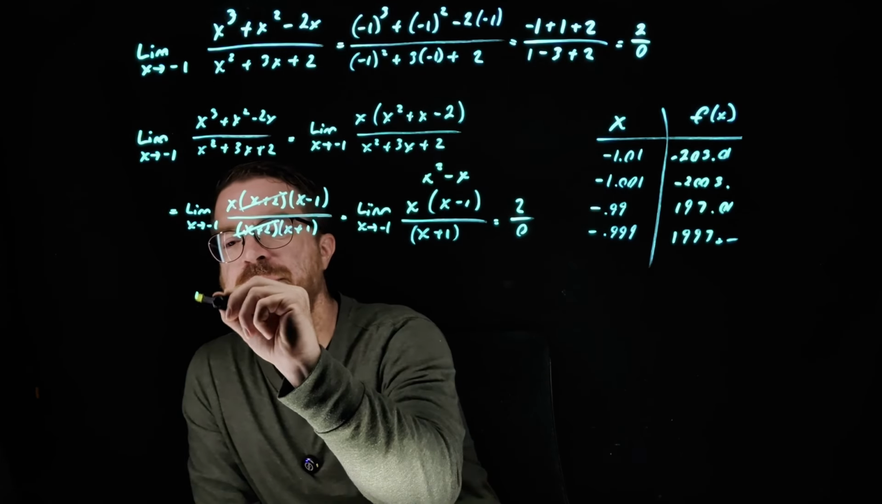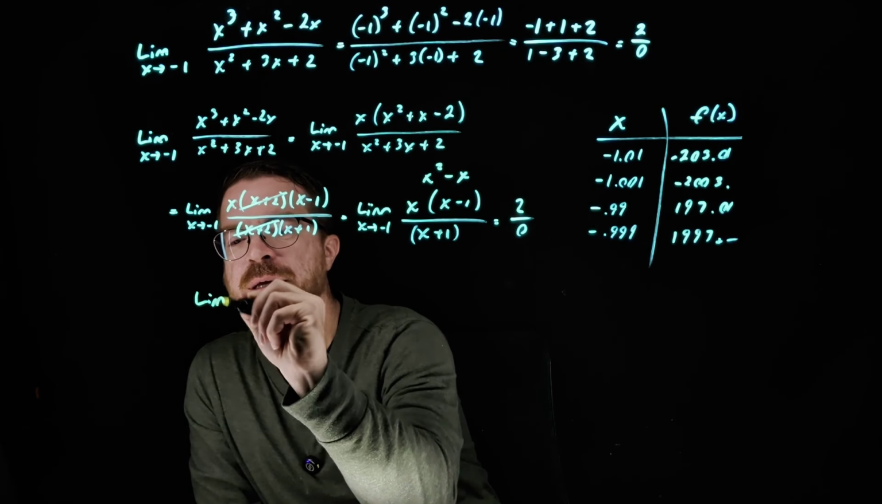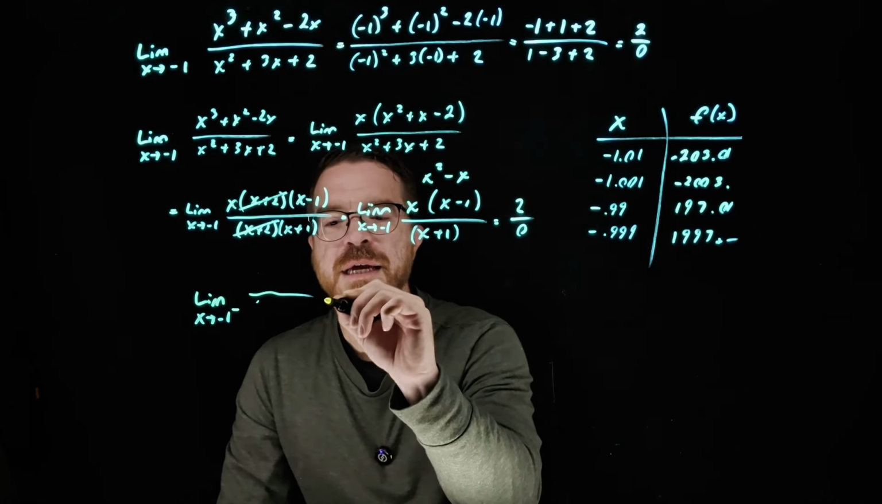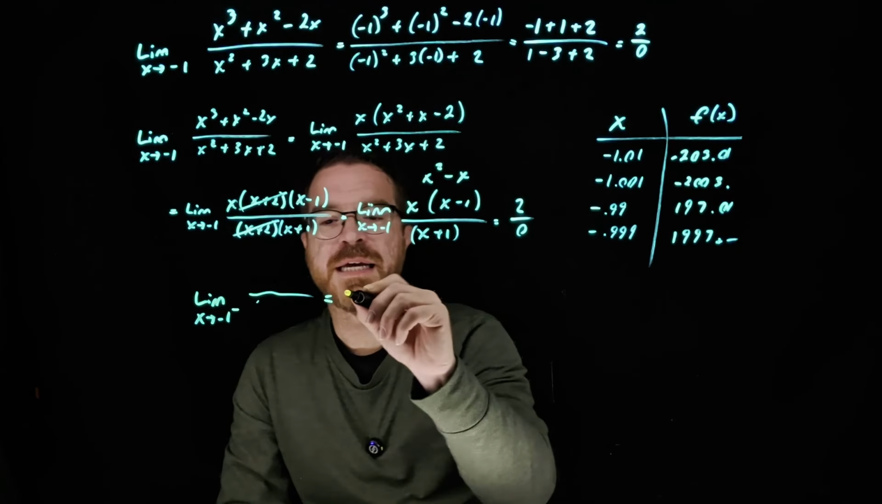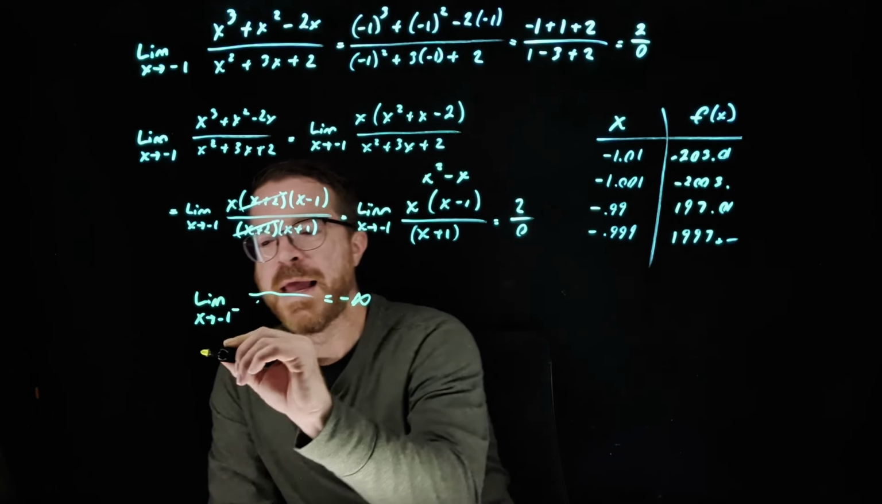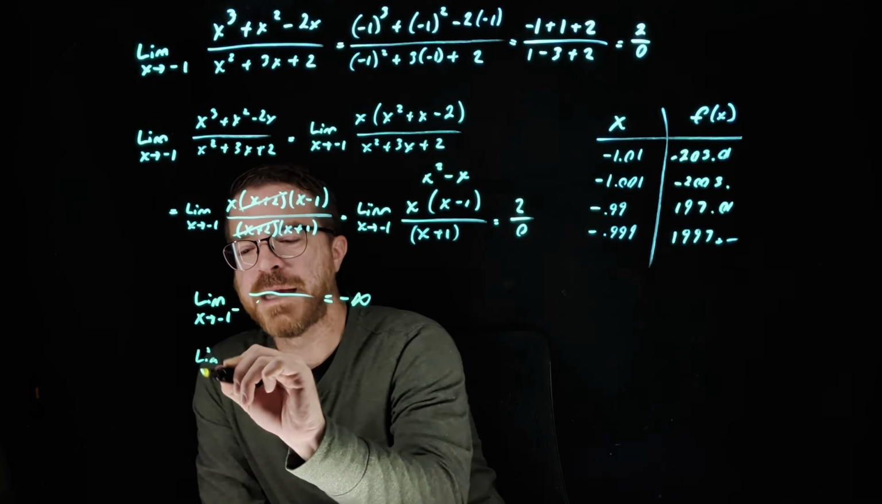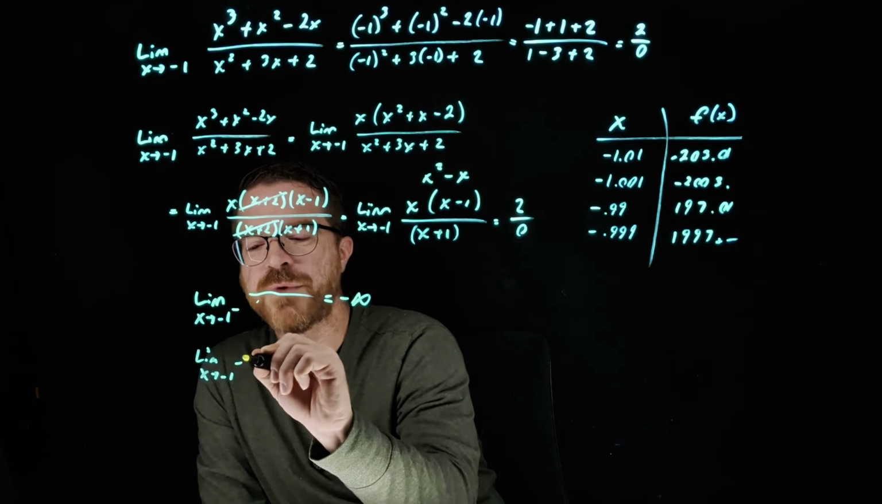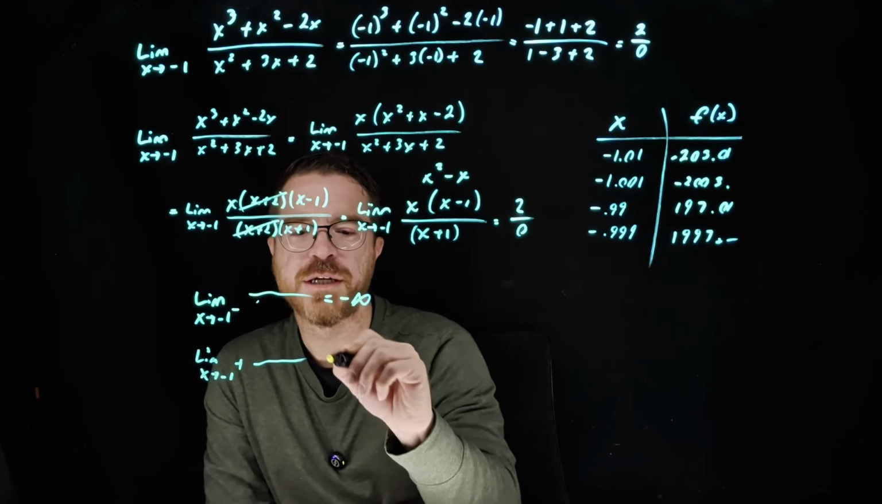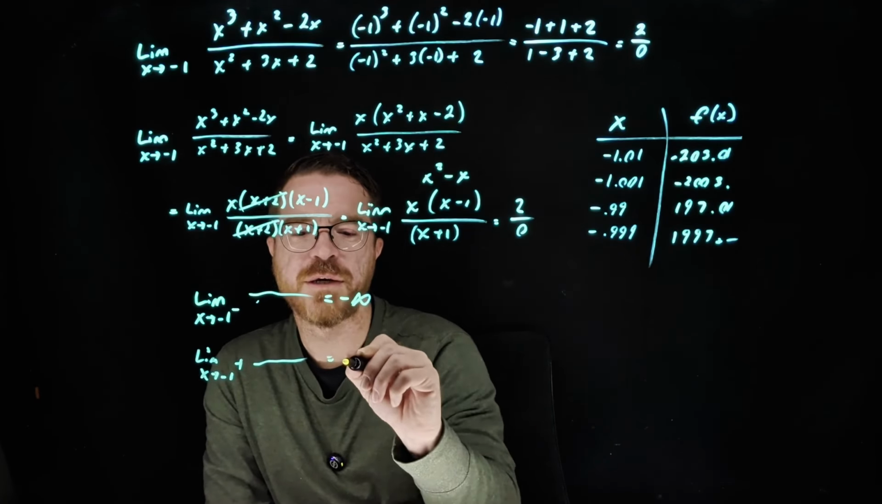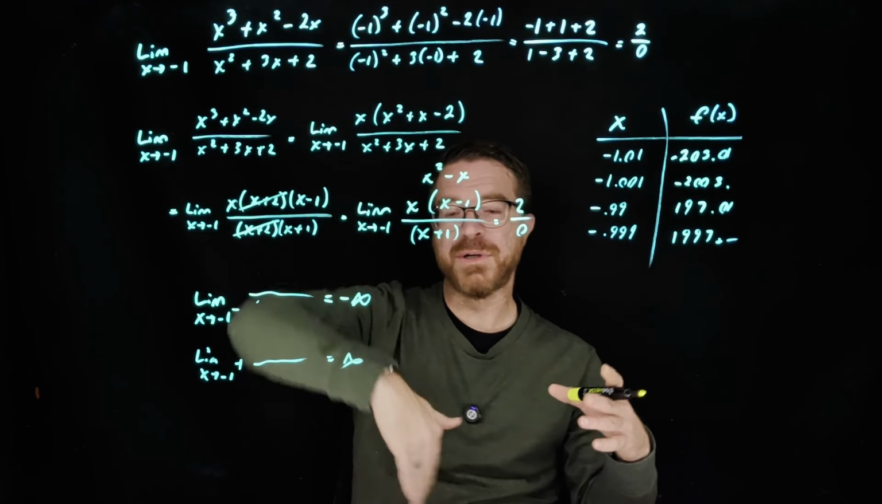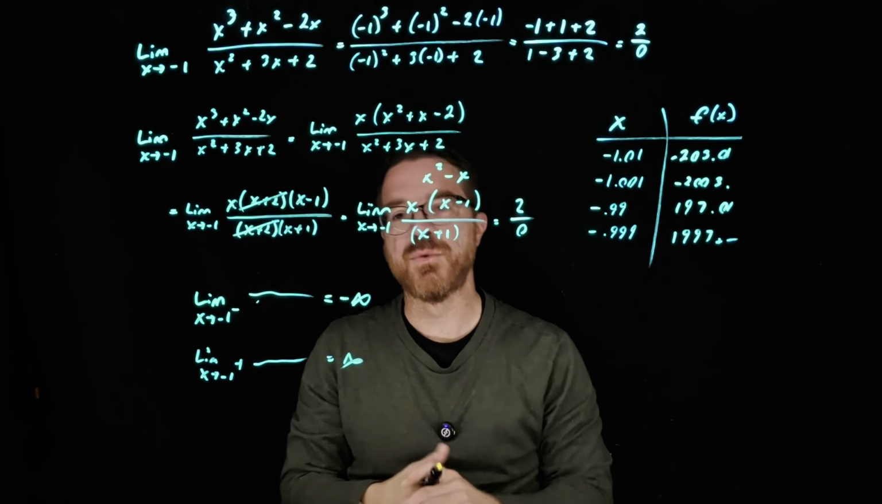So we have the limit as x approaches negative 1 from the left of this function is equal to negative infinity. And the limit as I approach negative 1 from the right of the function is going to be equal to positive infinity. So basically at negative 1, because we get a zero denominator, what's happening is as I come from one side, I'm going to negative infinity. As I come from the other side, I'm going to positive infinity.